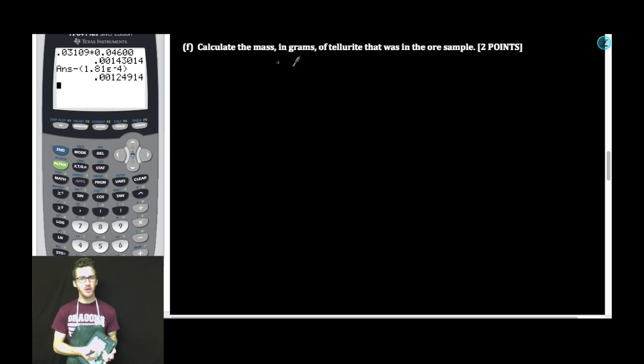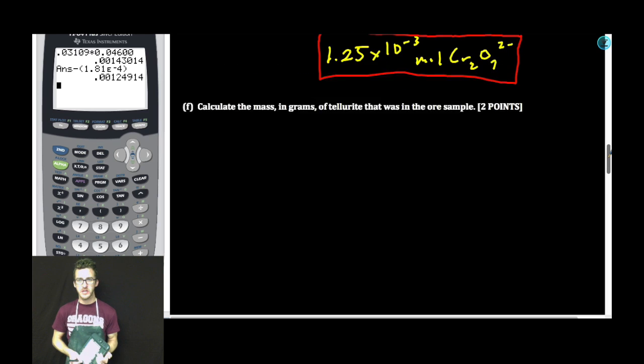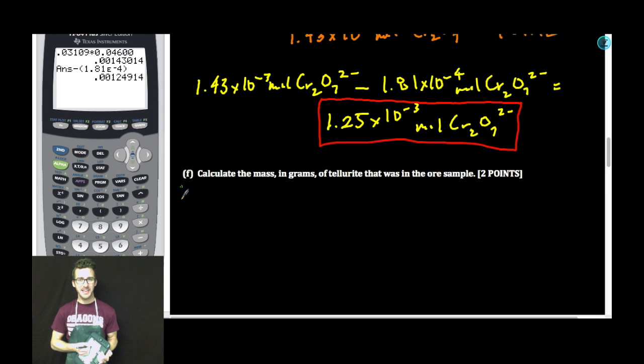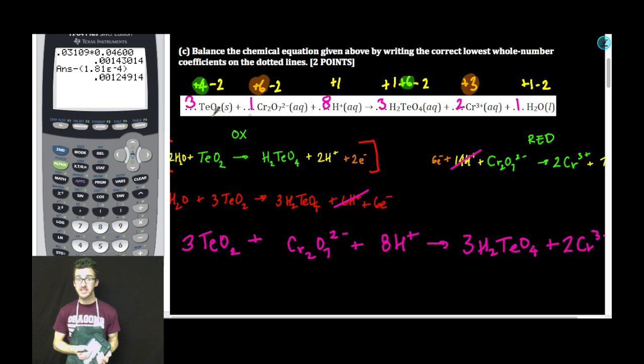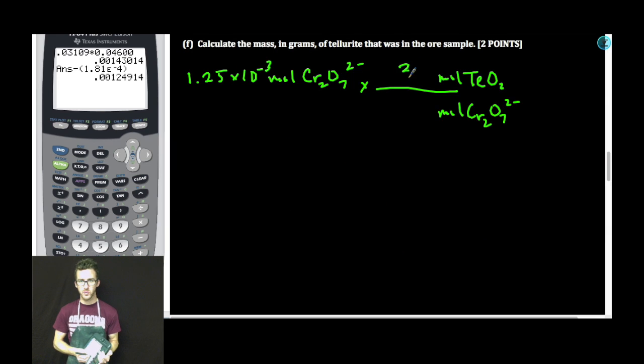It says, calculate the mass in grams of tellurite that was in the ore sample. As we look back at the previous part, it took 1.25 times 10 to the minus 3 moles of dichromate to completely react with all of the tellurite. As I go way back now and think about my balanced chemical equation from part C, for every 1 mole of dichromate, there are 3 moles of tellurite. So let's stoich it up, 3:1.